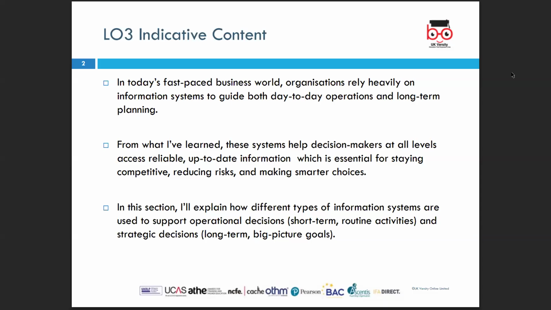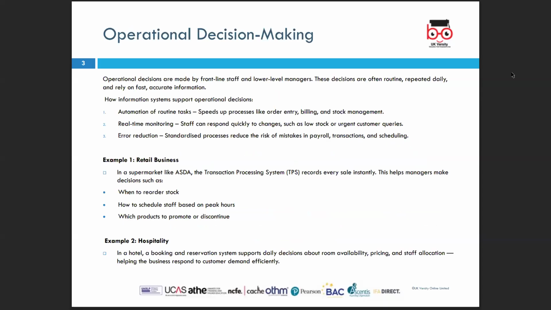Regarding this section, we're now going to explain how different types of information system are used to support our operational decisions. When it comes to operational decision making, we now know that these are made by frontline staff and lower level managers. These decisions are often routine, operated daily, and rely on fast, accurate information.